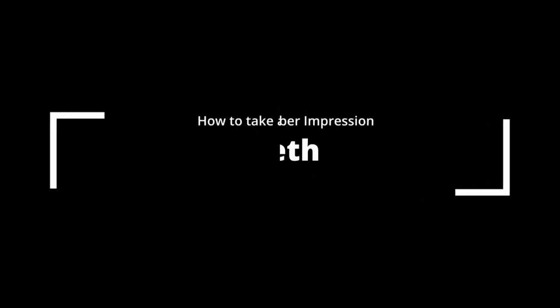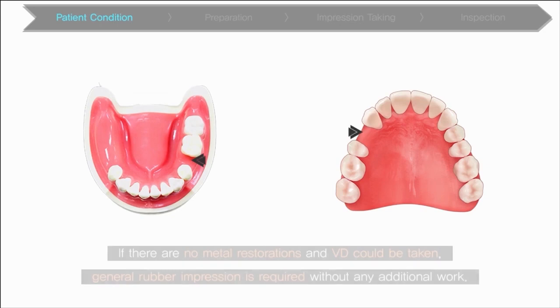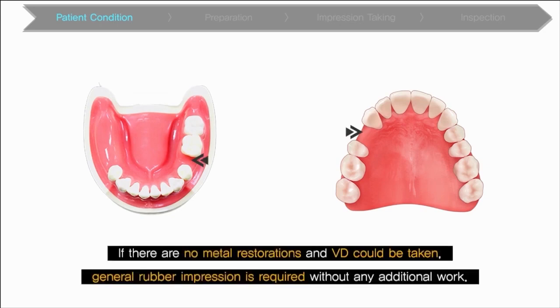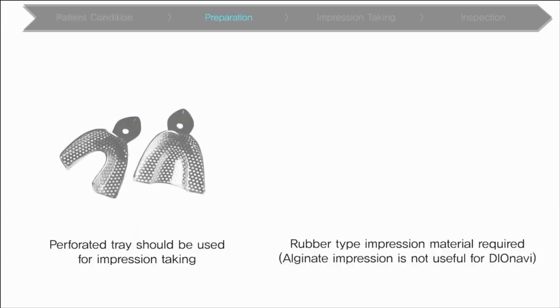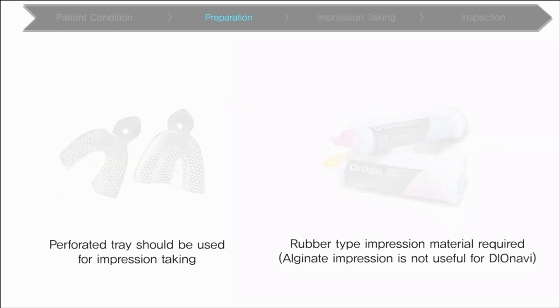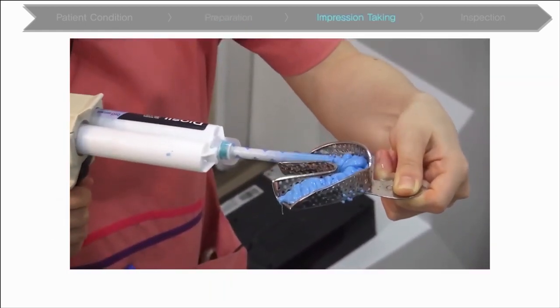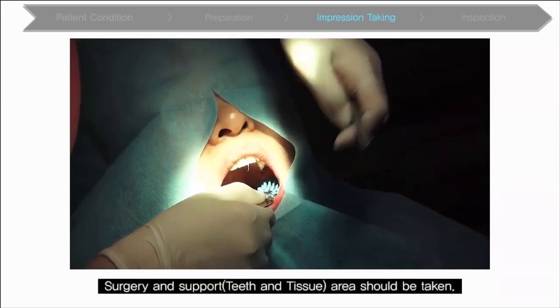Let's learn how to take a rubber impression for a natural teeth case. If there is no metal restoration and we can check the VD, a general rubber impression is required without any additional attachment of markers. You need to prepare the perforated tray and rubber type impression materials for impression taking. Actually, alginate impression is not suggested for DO Navi surgery.